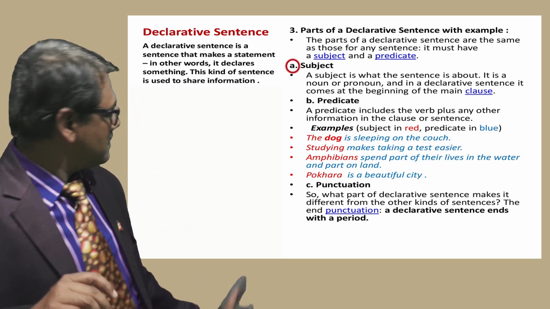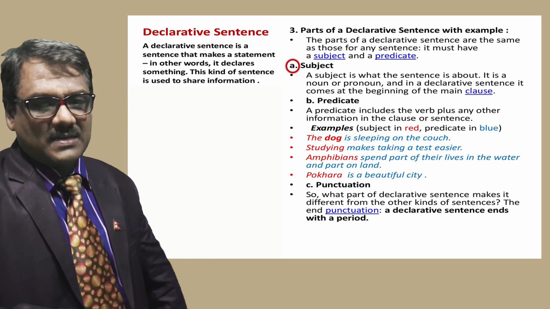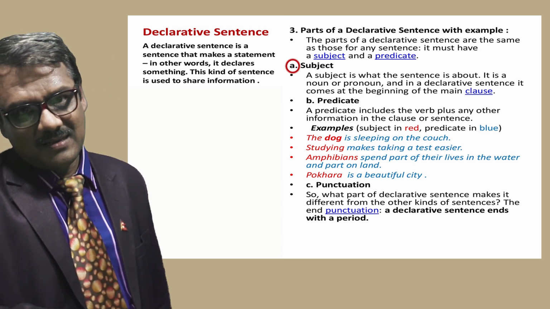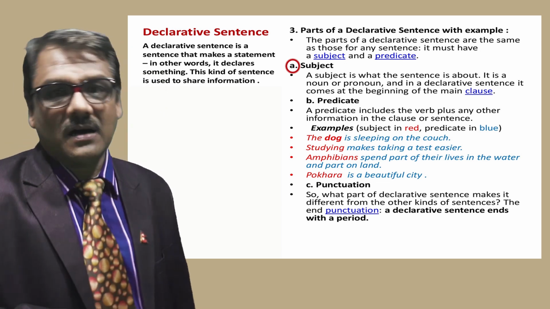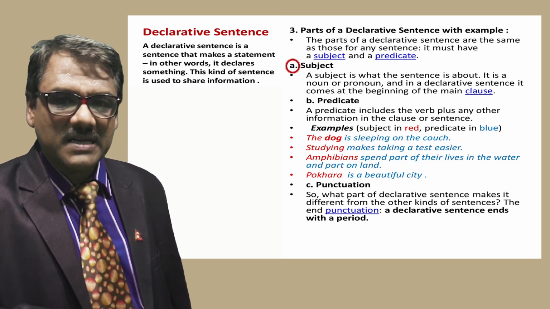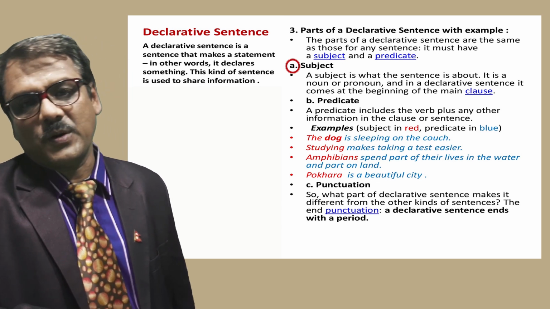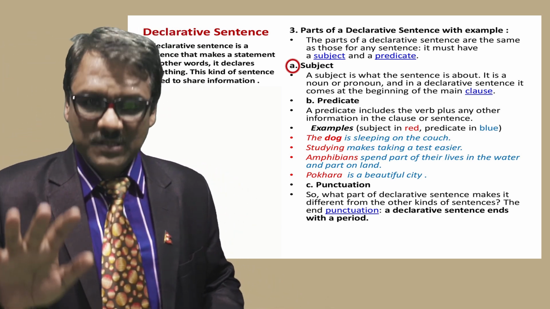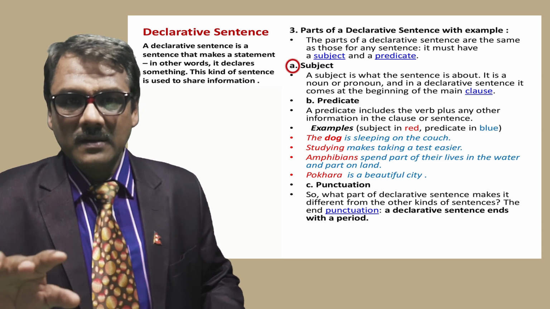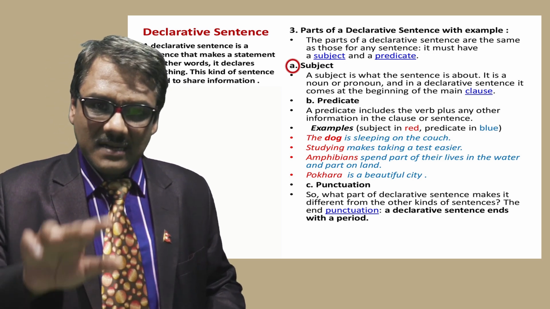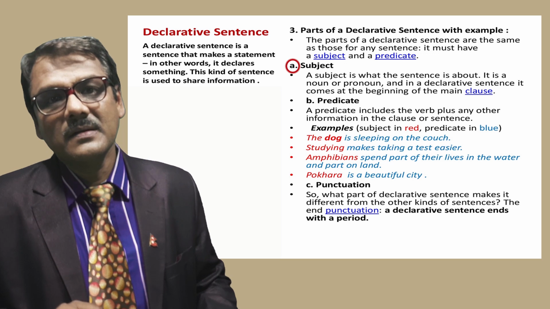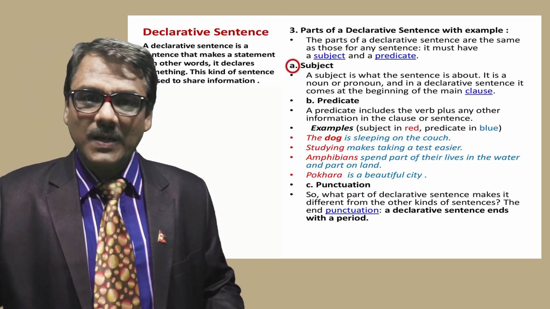And what is the subject? It is given there. A subject is what a sentence is about. That is the theme, that is the topic of the sentence. Okay? The subject is the topic of the sentence, and it is a noun or pronoun. A subject can either be a noun or a pronoun. For example, Ram goes to school. You can write it down in your copy. In the sentence, Ram goes to school, Ram is the subject, and goes to school is the predicate.